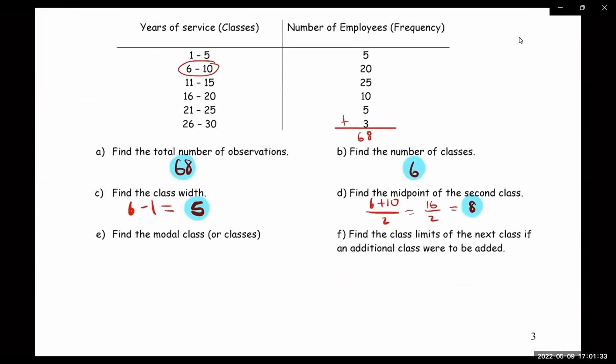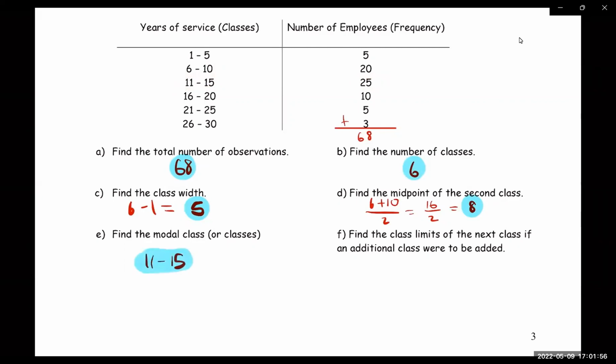All right, find the modal class. Or there could be more than one. Which one has the highest frequency? 25. So it's going to be 11 to 15. Yeah, you want to give the class. So in this case, this class is a modal class because it has the highest frequency. So that would be it.